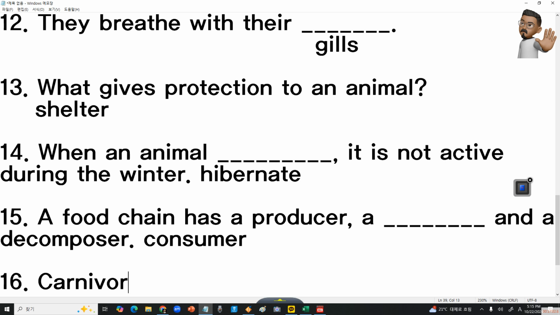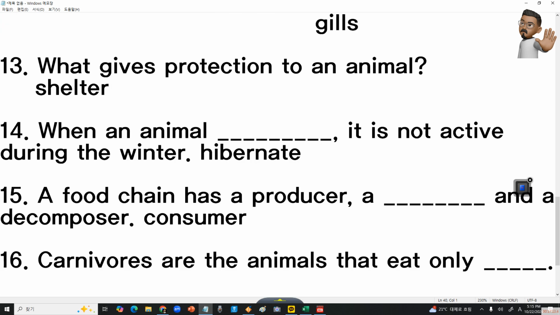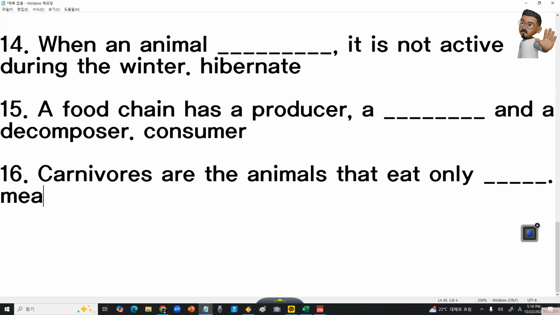Carnivores. Carnivores are the animals that eat only blank. Carnivores are the animals that eat only. Yeah, the answer is meat. All right.